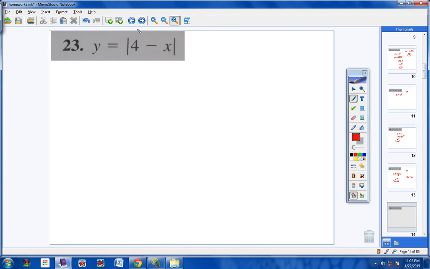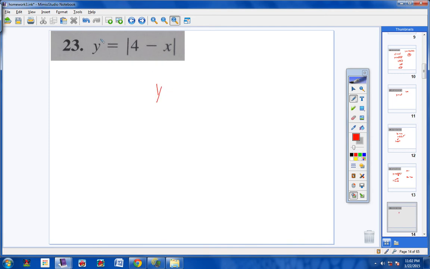Alright, number 23. Now, this is really quite simple. Don't freak out because you see absolute value signs. Just think about it. If you put a number in for x, will you get one output? Of course you will. Nothing has changed at all, students. I don't care what number you put in for x. You will only get one output out. So yes, there's nothing to do.